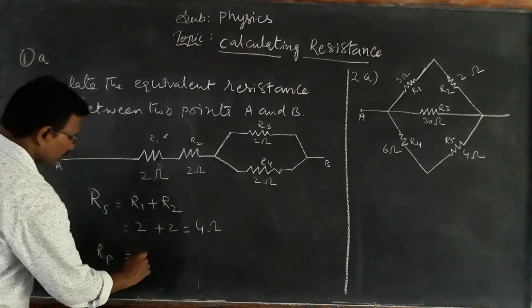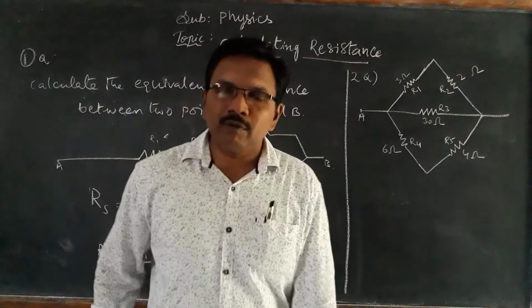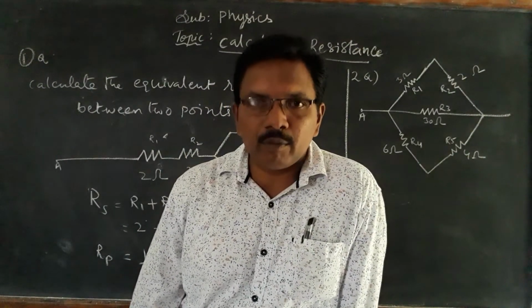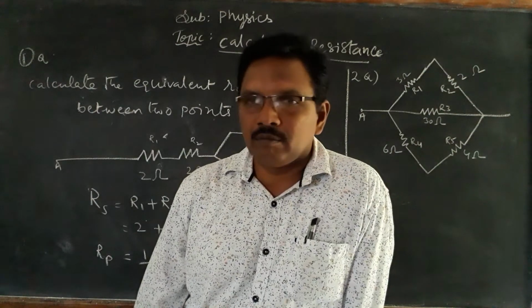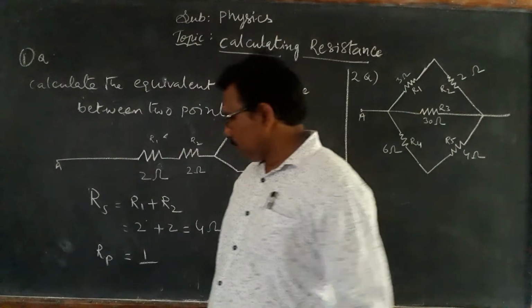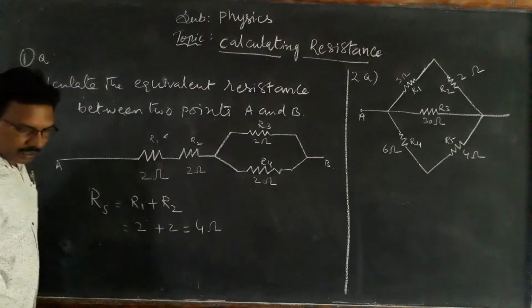What is the formula for parallel resistance? 1 by R1 plus 1 by R2 plus 1 by R3. Here fractions, 1 by R1 plus 1 by R2. We don't have a direct formula for parallel resistance. That is 1 by RP. How will you get parallel resistance? You don't get it directly from the formula.